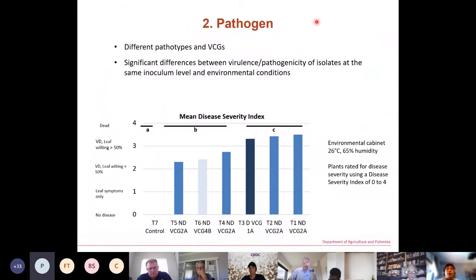Now, I mentioned the pathogen and the different pathotypes and the VCGs, but another factor that is really difficult about this pathogen is that we're also seeing different virulence or pathogenicity of isolates in fields. You can have the same inoculum level and the same environmental conditions, and this was a glasshouse experiment. So we've got the same level of humidity, temperature, and inoculum level, but we've got different VCGs down here, and actual different levels of disease developing. That is because the isolates differed in their virulence.